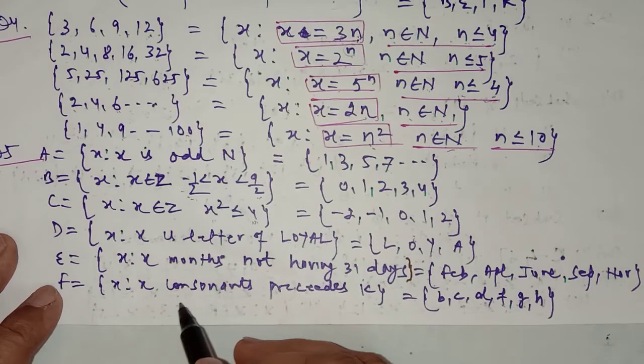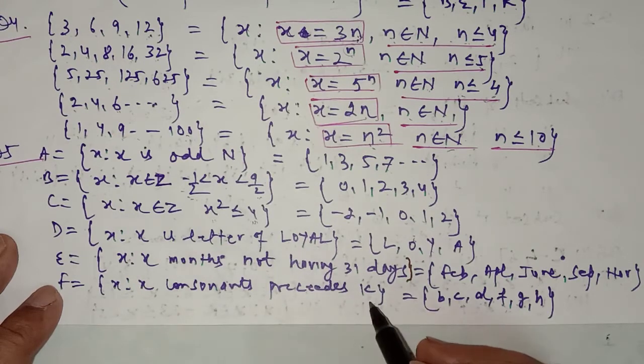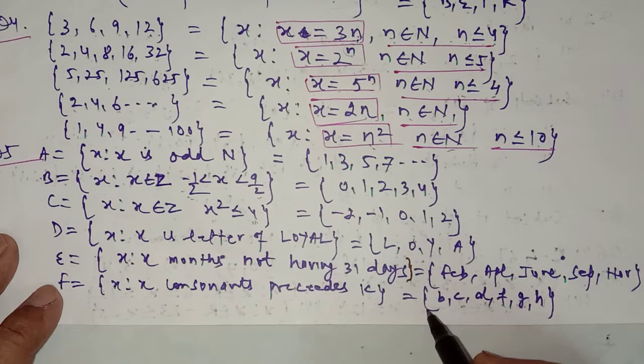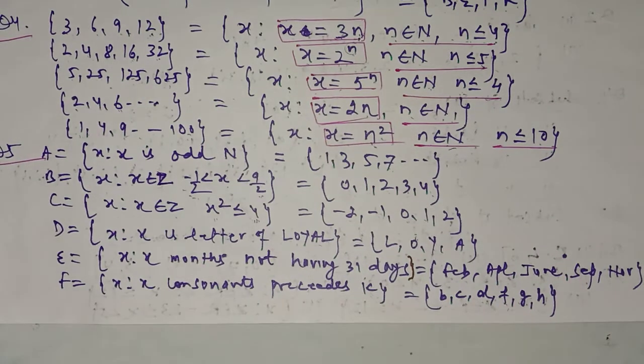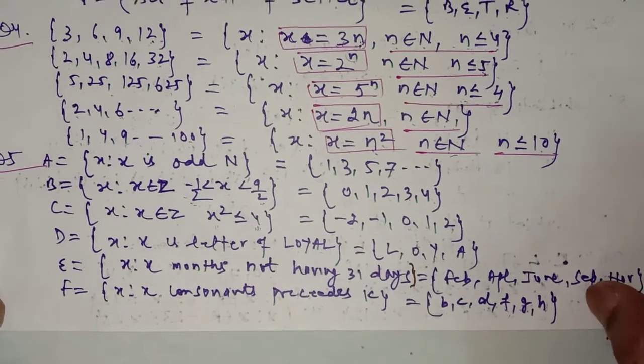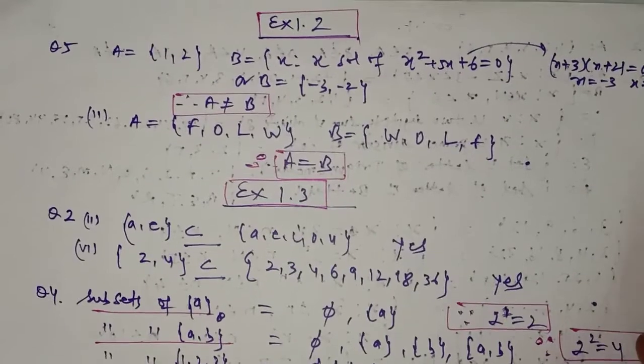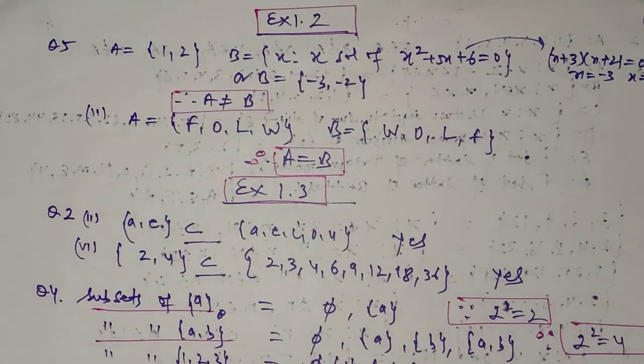F is a set such that x is a consonant preceding the alphabet K. So you have to write consonants before the letter K. So A is a vowel. So B, C, D, F, G, H are the consonants before the letter K starts. So these are the questions of exercise 1.1 which we have discussed.